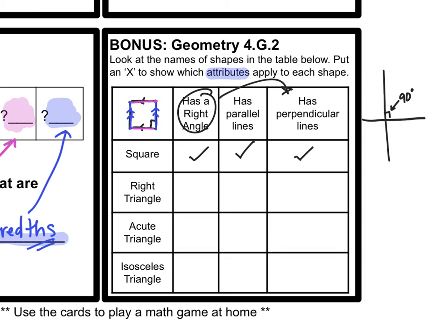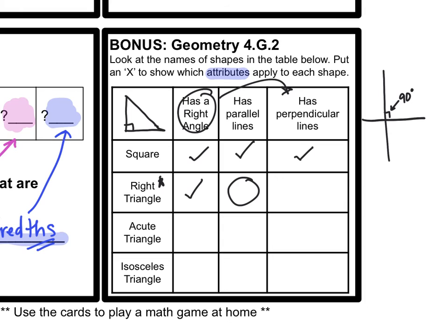Now, for a right triangle, I'm going to go ahead and draw that shape over here. A right triangle means that it's a triangle with a right angle. So if I draw a right angle triangle like this, okay, there's my right angle. A right triangle does have a right angle. Obviously, that's why it's called a right triangle. It does not have parallel lines, though, okay? That's something that you will not see in a right triangle.